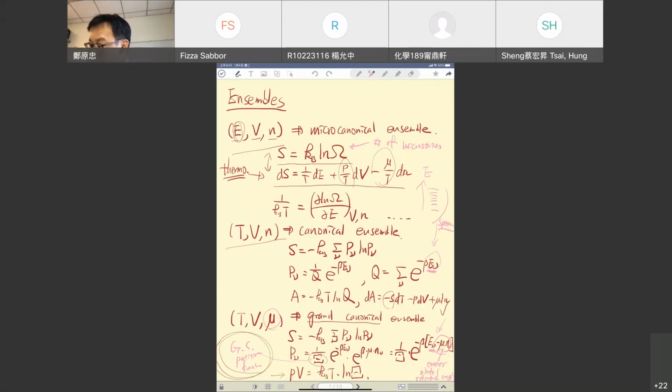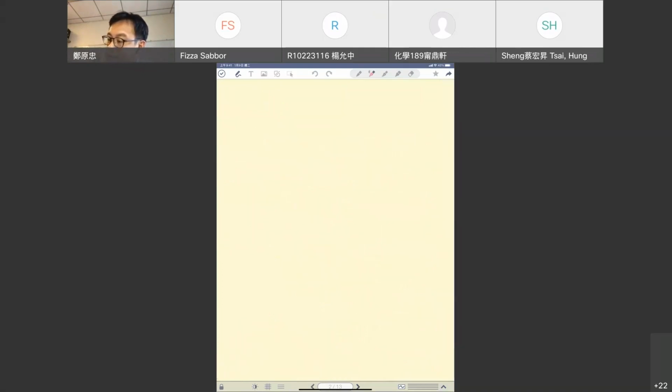So our next task will be to apply those rules to simple systems to demonstrate how those very concise principles could be utilized to calculate experimental observables. So for this purpose, we will consider a very simple case first. We will consider independent spins.